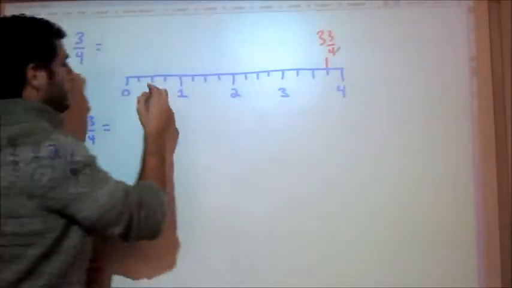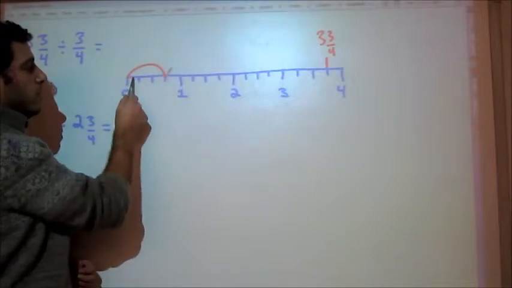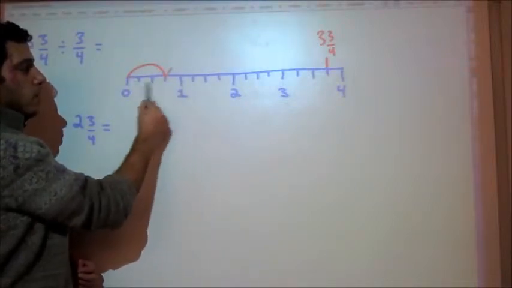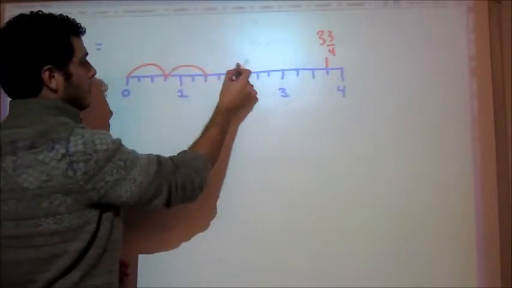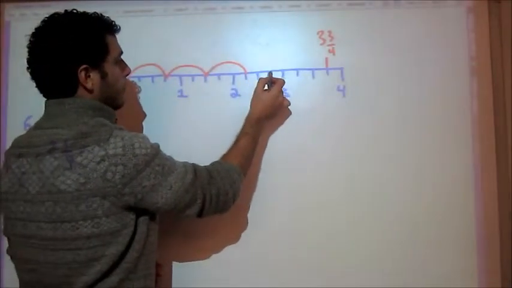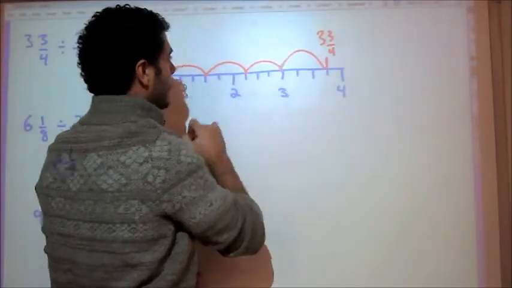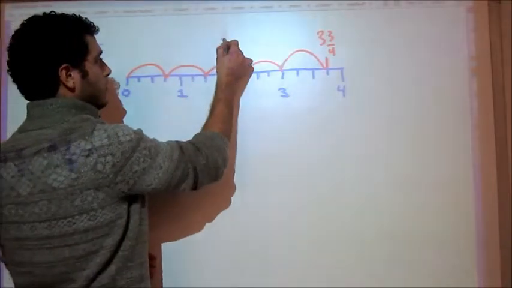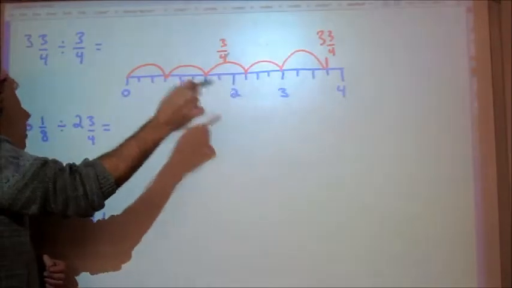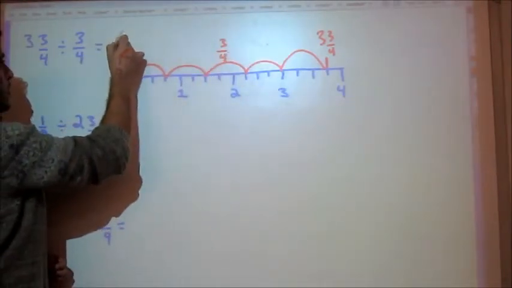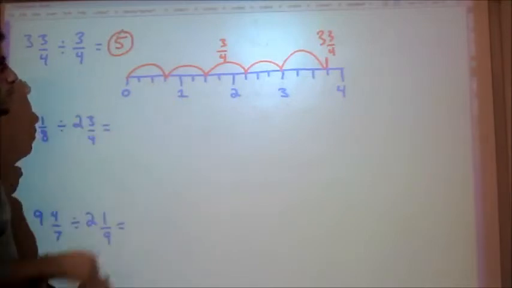So I'm going to start at 0, and I'm going to take steps of 3/4. So there's one step of 3/4, 1, 2, 3, out of the whole. There's 2, 3, 4, and 5 steps. Now each one of these steps is 3/4, and there are 5 of them that take us to 3 3/4. So we can answer this question using our number line model with the number 5.